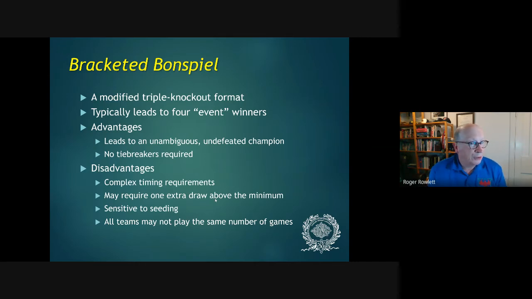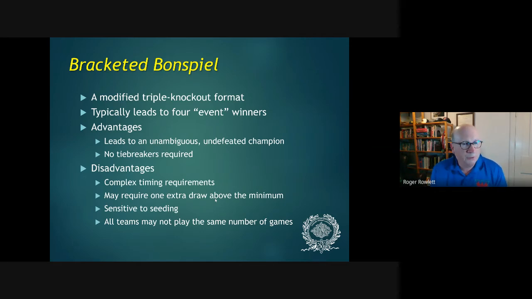There are some advantages to this type of event. The main advantage is it leads to an unambiguous and undefeated champion. And there are no tiebreakers required. It's all win-loss. So teams are simply matched up. So winners play winners, losers play losers until somebody has won all their games.